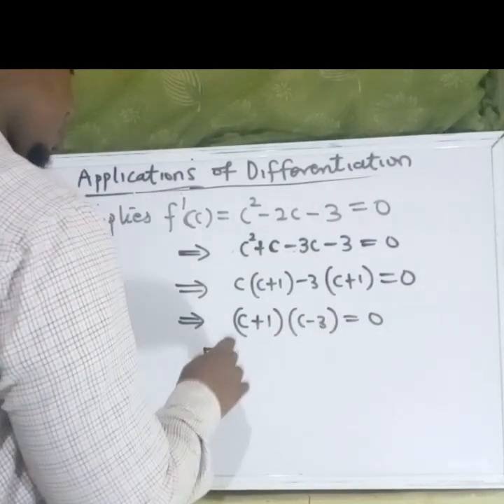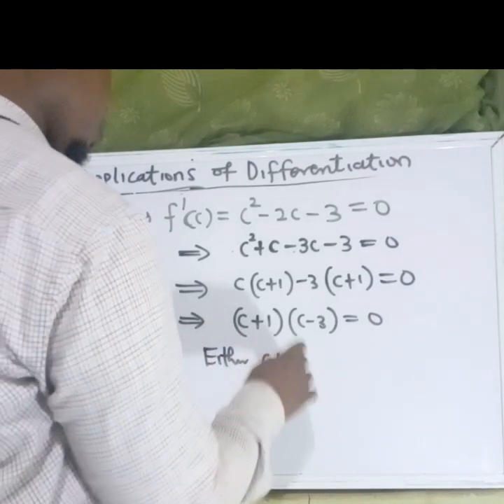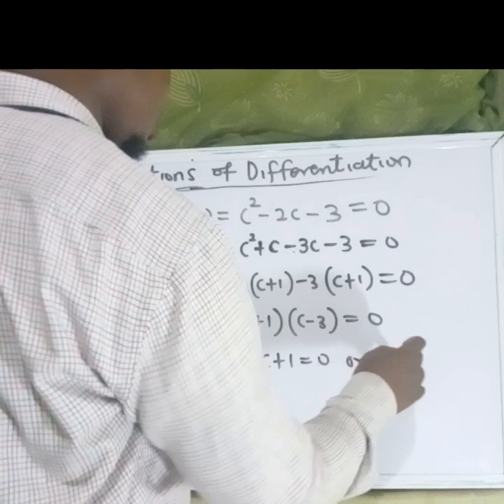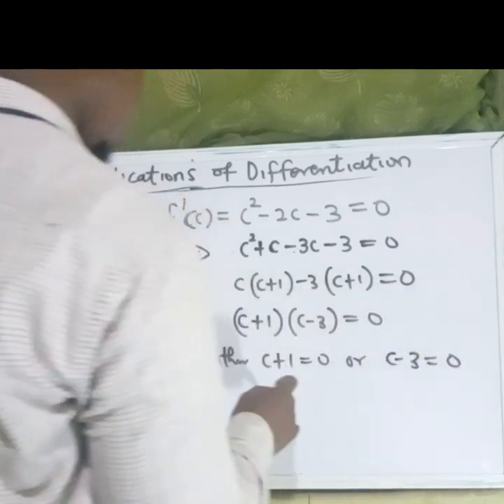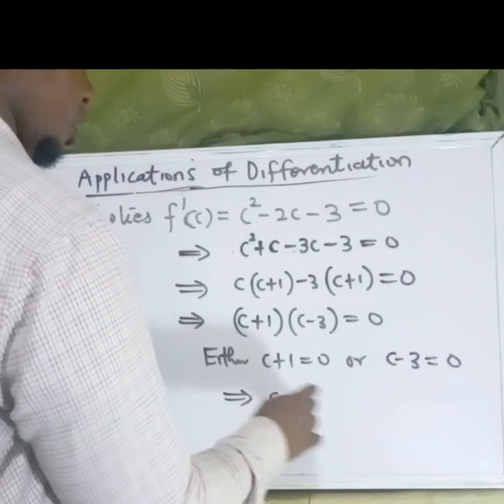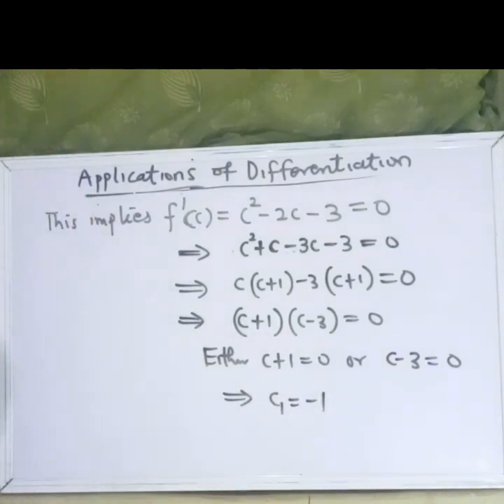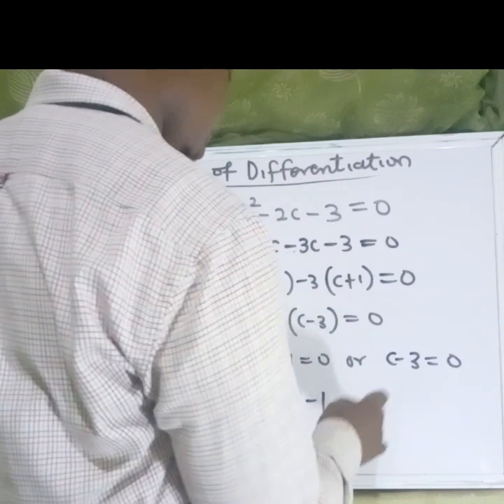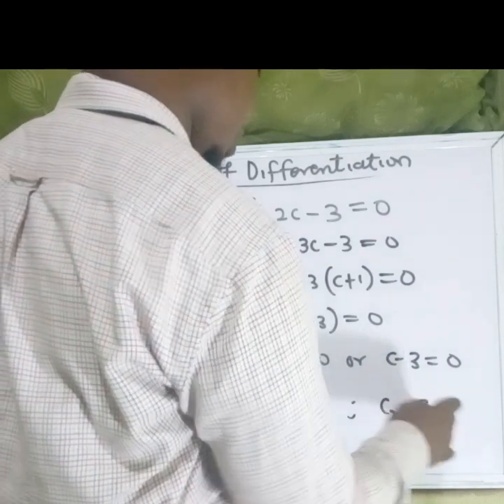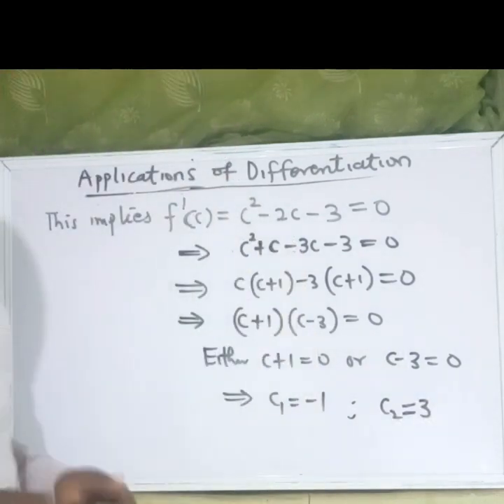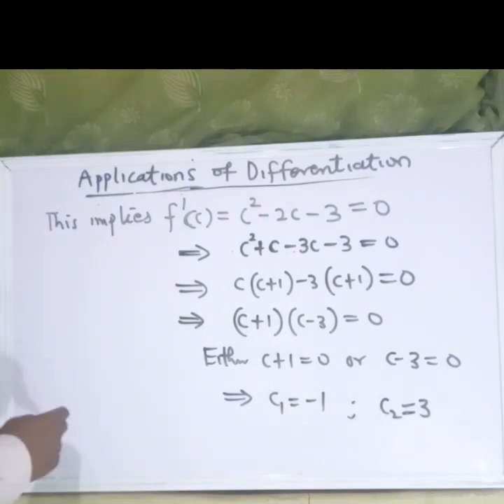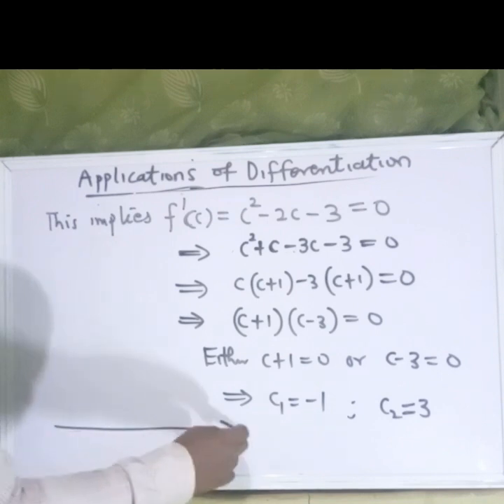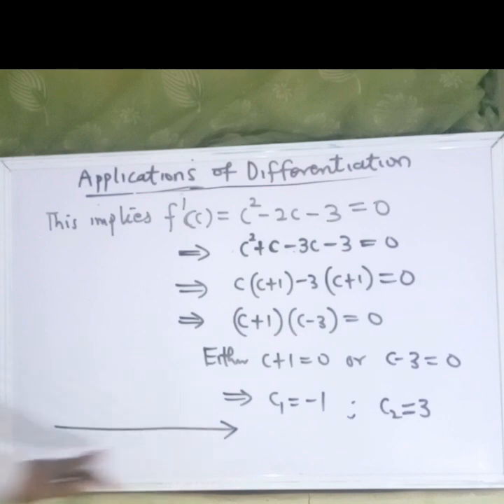Okay, so here either c plus 1 is 0 or c minus 3 is 0. Okay, and what this means is that we have got two critical points. We refer to the one here as c1, and that of this is 3. Okay, so these are the two critical points that we have. So let us represent this in the graph and see what is actually happening. Okay, let's just first show it on the real line, so that we know some of the things that we have here.